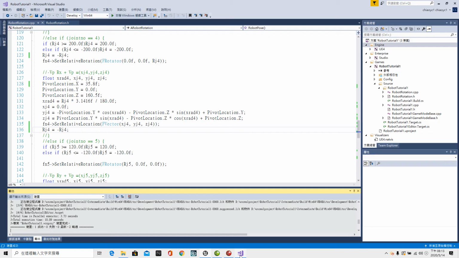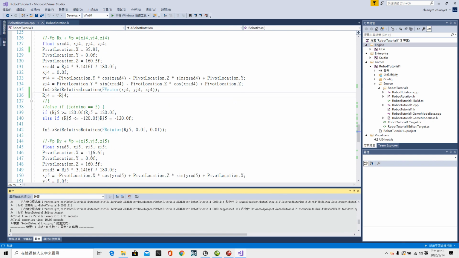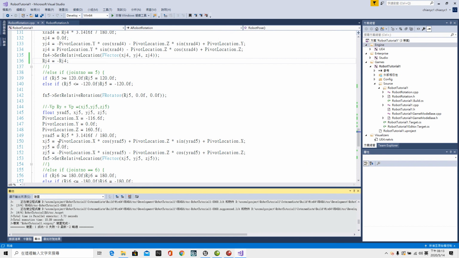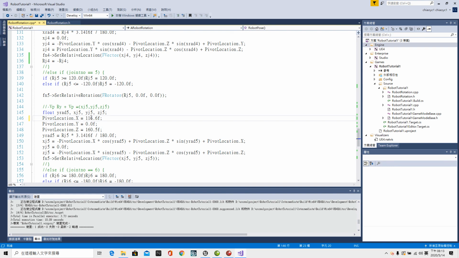Let's continue to change the program about joint number 5. After upper limit, lower limit, and the rotation finished, the first to meet x value is SJ5 equal to, oh, not here, in here, pivot location dot x equal to minus 116.6F semicolon. We have to change the minus to positive. And next is SJ5 equal to minus pivot location dot x. We have to change the minus to positive.